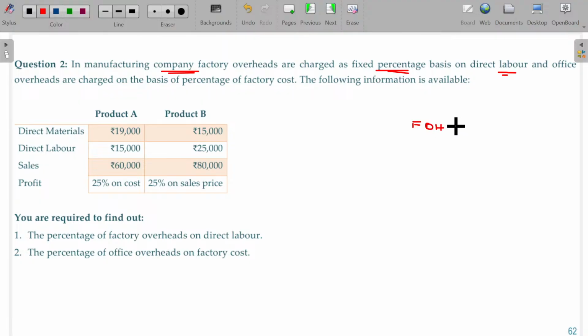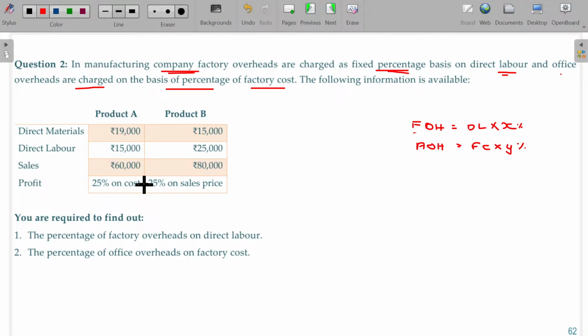being based on the direct labor. So certain percentage on the direct labor. Office overheads are charged on the basis of percentage on the factory cost. Admin overhead. In that factory cost, certain percentage, maybe Y percentage.